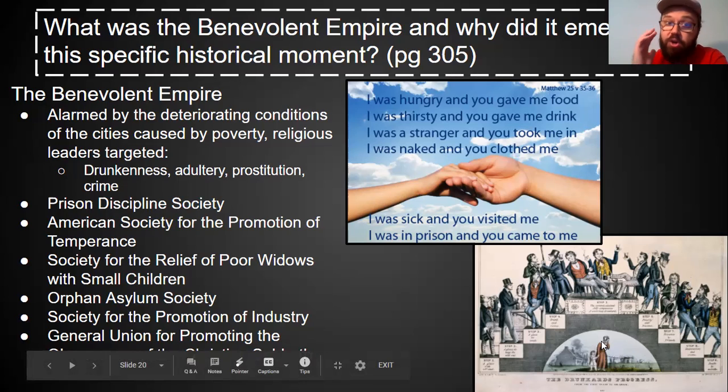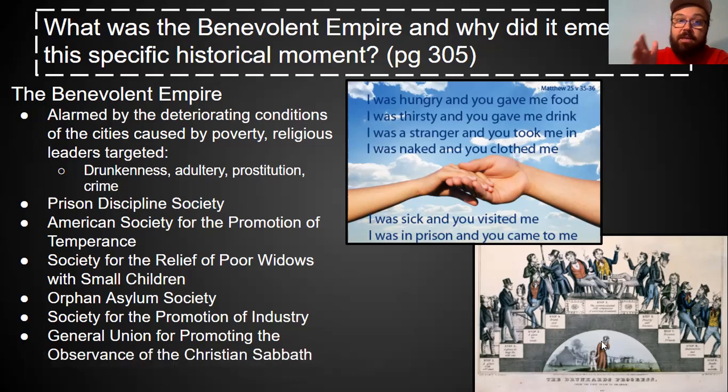I mean, that's an intense anti-alcohol message, right? If you drink too much alcohol, you will kill yourself. Your wife and children will be left alone. But there's a hardcore anti-alcohol movement going on as part of this Benevolent Empire.